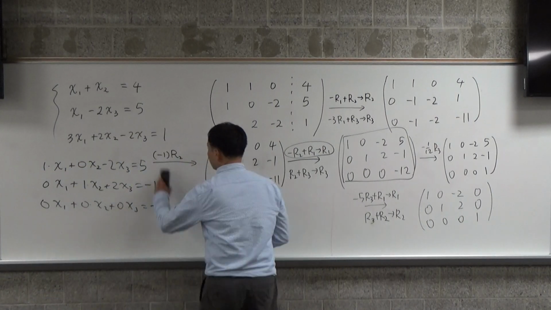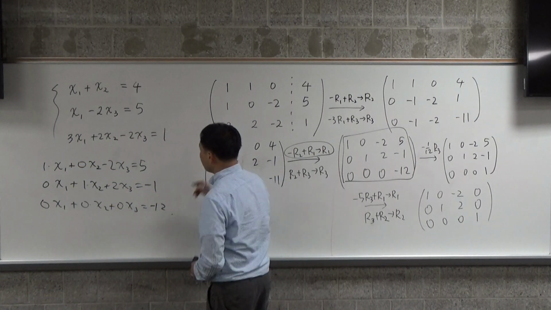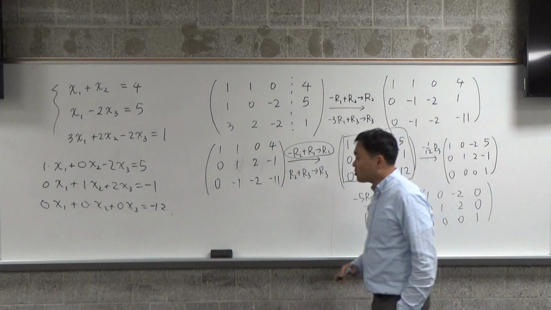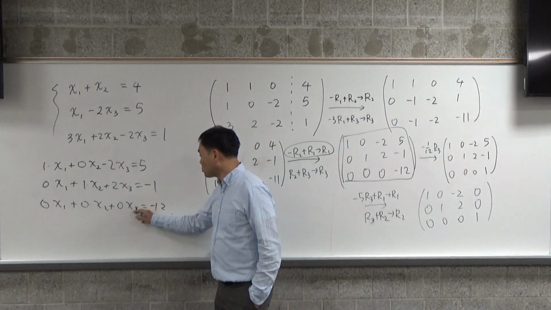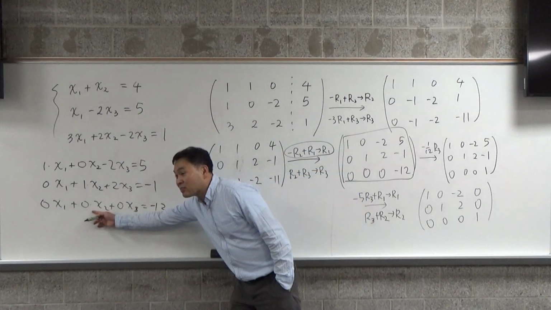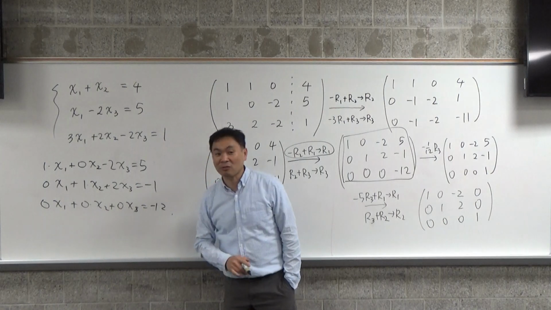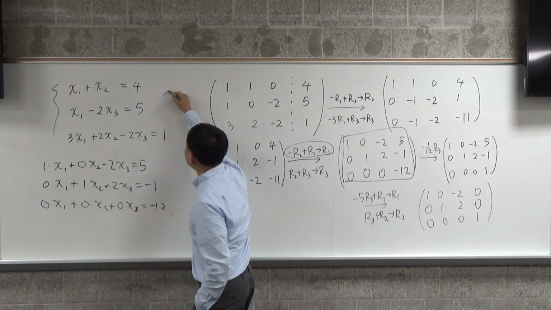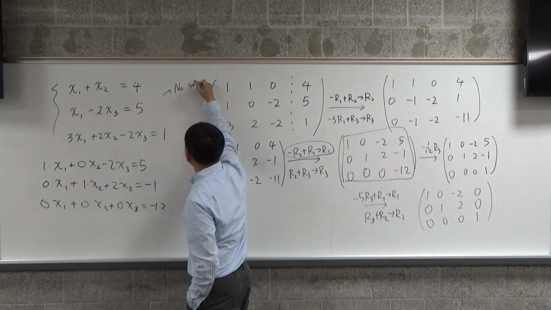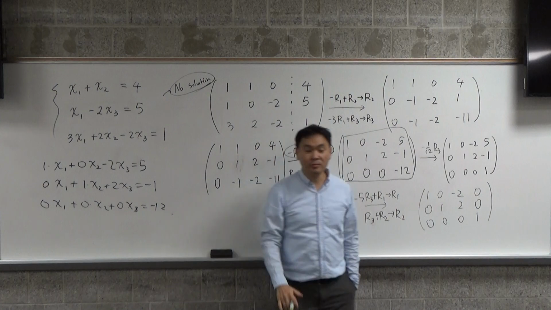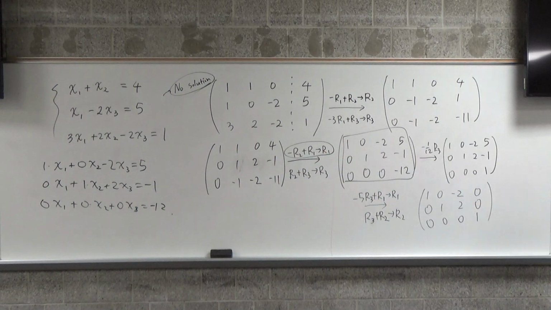Alright, so that's what the equation is saying, and you already know that this doesn't have a solution. Why is that? Because this last line says 0 equals negative 12. Is that possible? Impossible. So the answer to this question is you have no solutions. No solution.